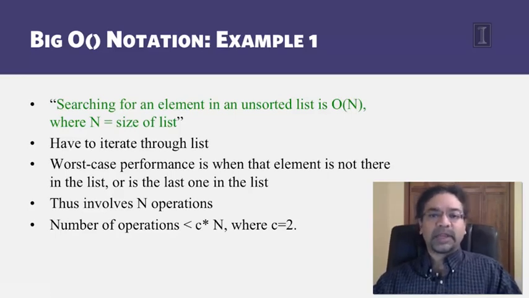The worst case performance happens when either the element is not there at all in the list, so you return a false, or the element is the very last one in the list that you match against. Therefore, the worst case performance involves n operations, which is less than c times n, where c equals 2, because the number of operations is n, where n is the size of the list. So the time as well as the number of operations, assuming each operation takes 1 unit of time, are both order n. That's why we say order n over here.